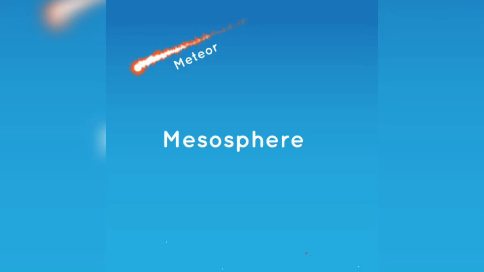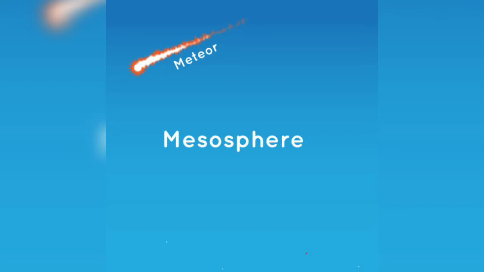Meso means middle, and this is the highest layer of the atmosphere in which the gases are mixed up. The mesosphere is 22 miles thick, means 35 kilometers thick. The air here is still thin. We can't breathe in this layer called mesosphere.